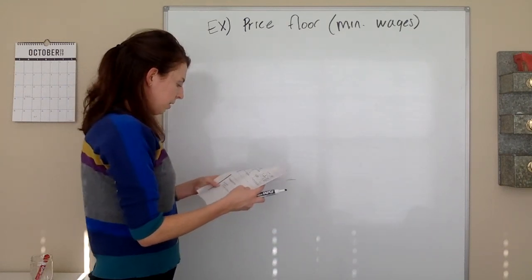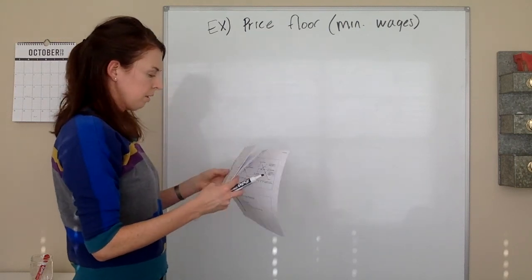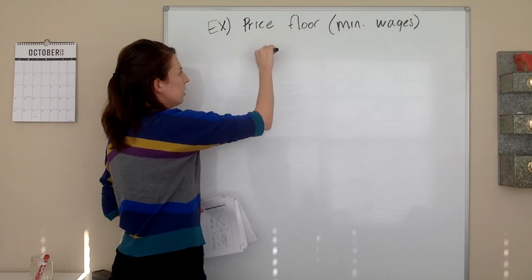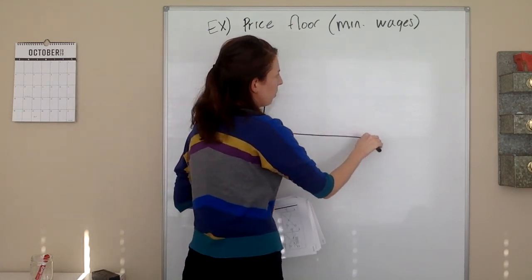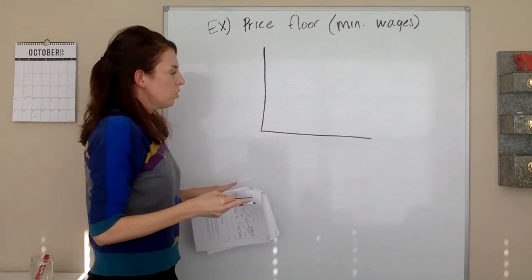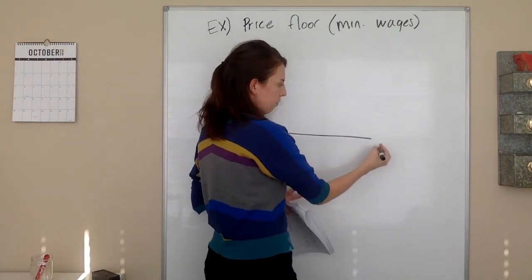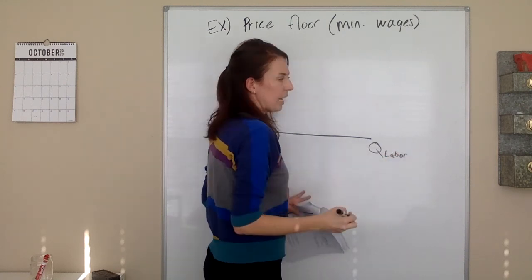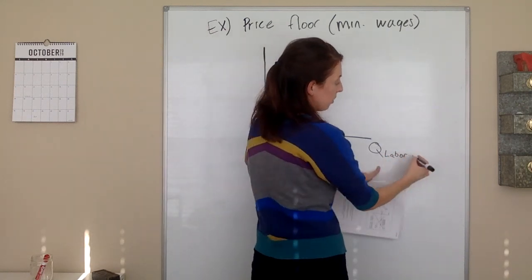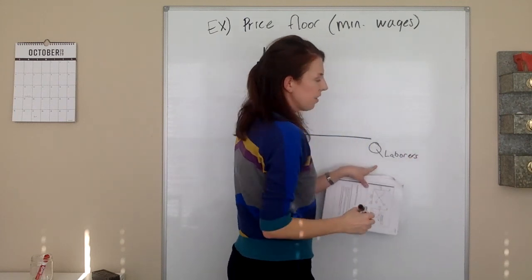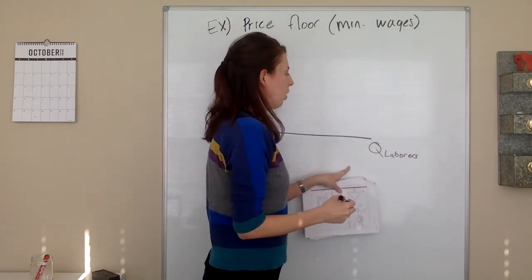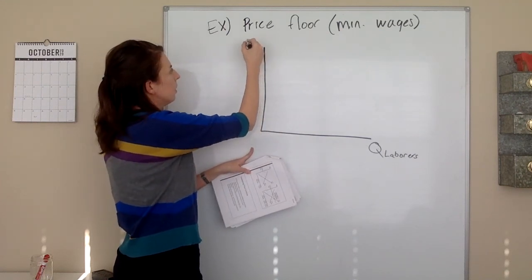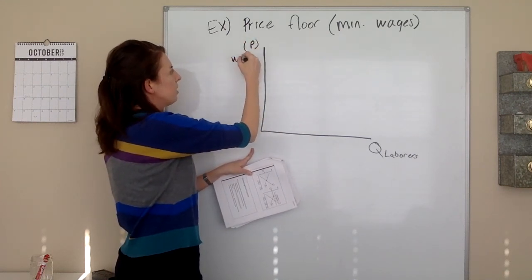Okay, so here is what would happen in a market if there's a minimum wage that is imposed. First of all, we're going to have quantity, and the quantity is going to correspond to the quantity of labor. So this is the number of workers. Okay, the price, I'll put this in parentheses, is equal to the wage rate.